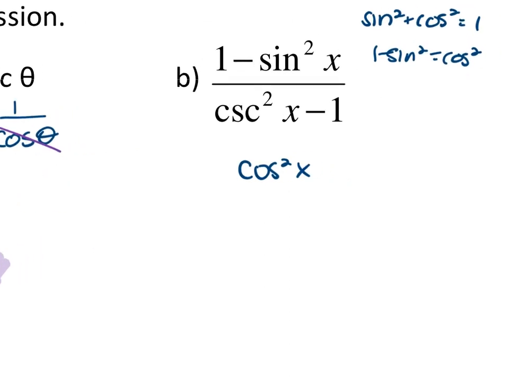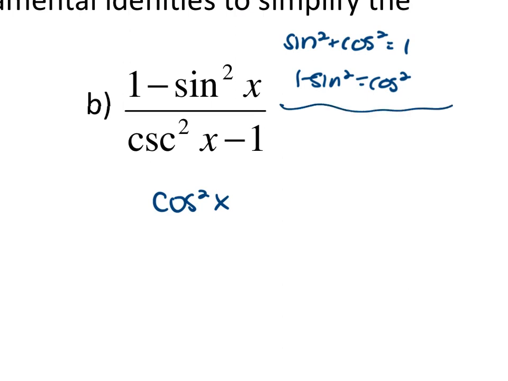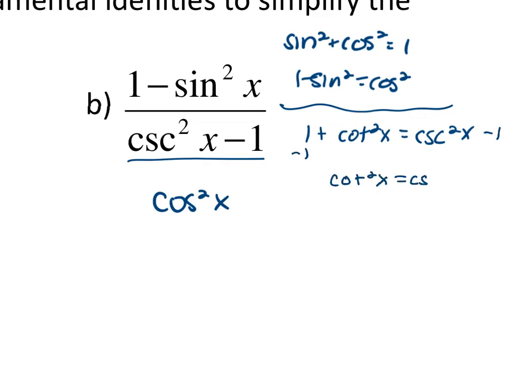And then the bottom one we haven't used yet, right? What was the trig identity with cosecant and 1? What's the exact Pythagorean identity? What plus what equals what? 1 plus cotangent squared x equals cosecant squared x. Good. So if I have cosecant squared minus 1, that means I subtracted the 1, and that is why we can replace cosecant squared minus 1 with cotangent squared.